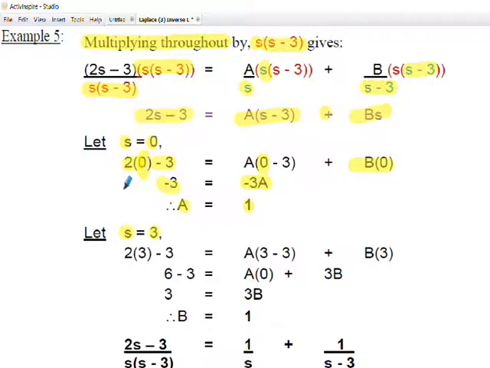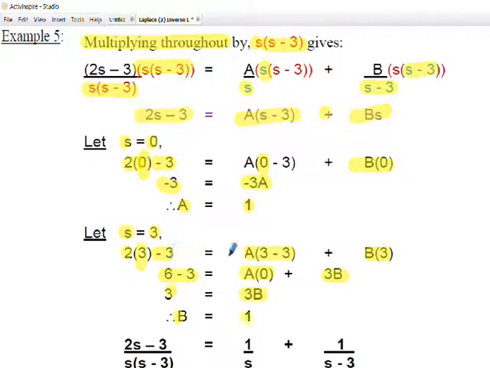S now is equal to 3, so put a 3 where you see an s, and I get 2 times 3 gives me 6, take away 3 gives me 3 on the left hand side. On the right hand side I put the 3 into the a term, that will disappear because 3 take away 3 is 0, so the a disappears and I end up with 3 times the b. So basically in this case 3 is equal to 3b, or b is equal to 1.